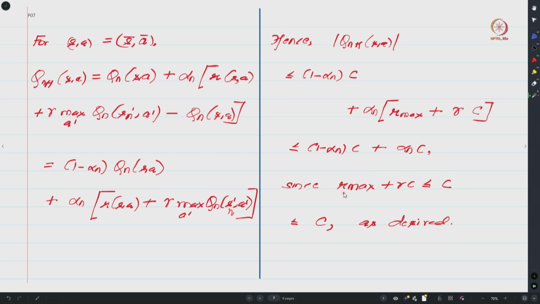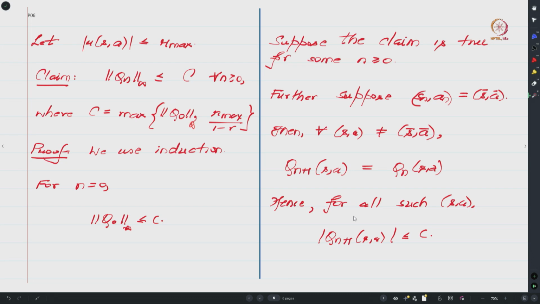So if you use this relation and substitute over here, one can see that this expression will be upper bounded by C, and since you have 1 minus alpha n C plus alpha n C, this quantity will be equal to C, and this is the claim that we wanted to establish. So L infinity norm being less than equal to C is equivalent to showing that the absolute value of every coordinate is less than equal to C, which is what we have established over here, and from this one can see that the claim holds. So what was the claim? The claim was that for every n, the L infinity norm of Qn is upper bounded by C, where C is this fixed quantity, right.